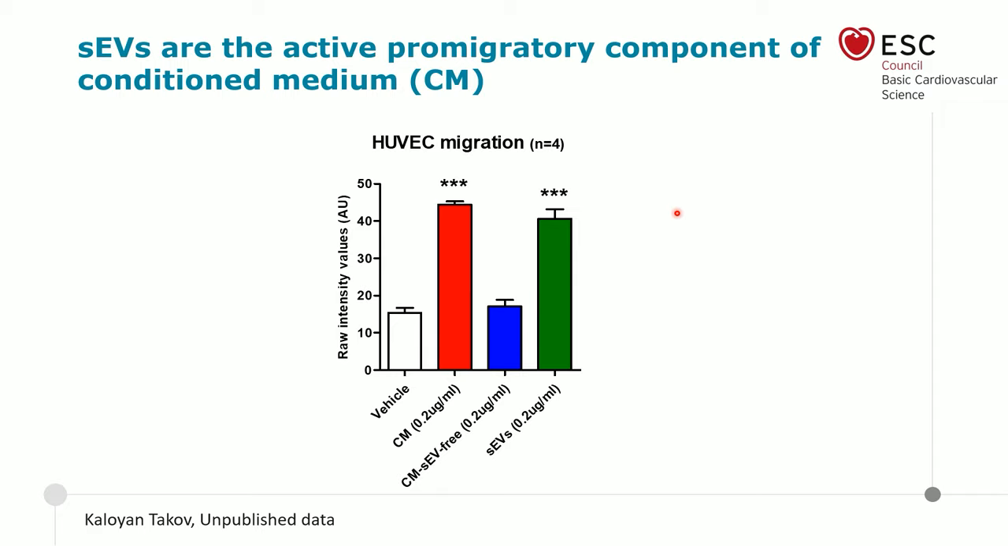So, the cells release a lot of different proteins and paracrine factors, etc., in addition to exosomes. So we wanted to see what component or what degree of the migration is actually due to the exosomes, or SEVs. So we took the conditioned medium from the cells, removed the SEVs, and found that that basically eliminated the induction of angiogenesis, or endothelial migration. So it seems that the SEVs are responsible for the majority of the migratory stimulation of the conditioned medium from these cells.